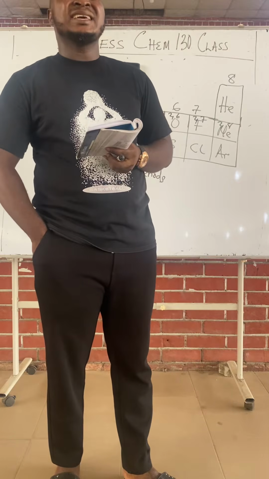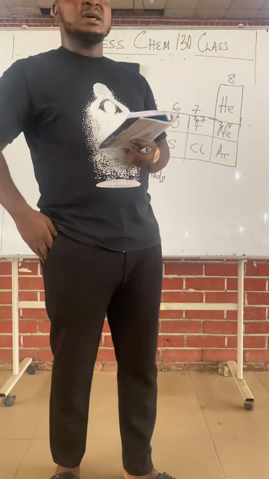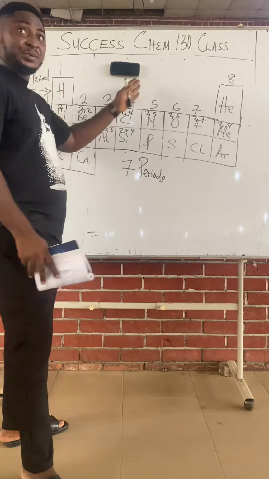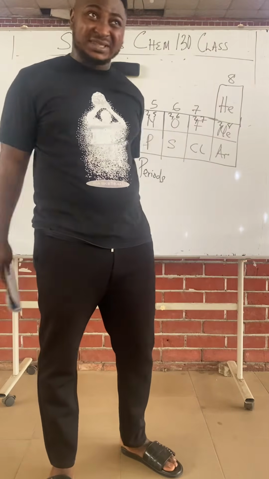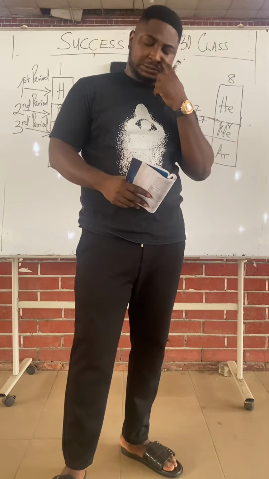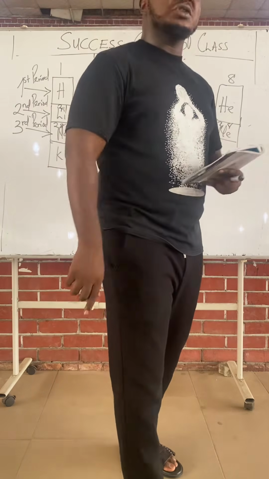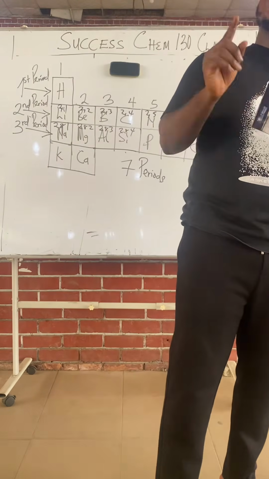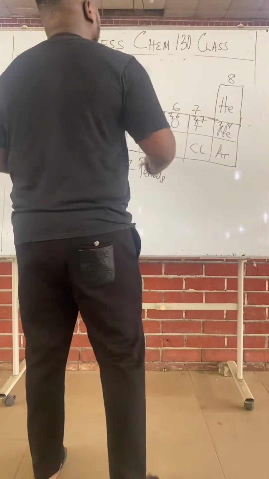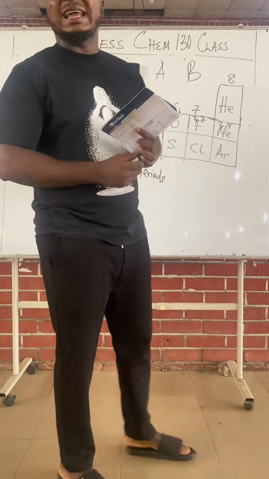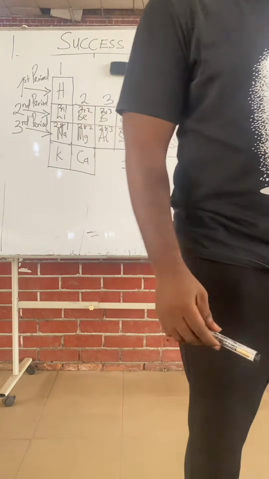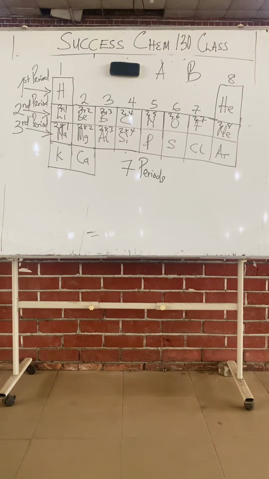There are 18 groups for the whole 110 elements. Class, for these 20 elements, there are 8 groups, but for the actual 110 elements, the full periodic table is 18 groups. And these 18 groups are divided into 2 subgroups. We have subgroup A and subgroup what? B.